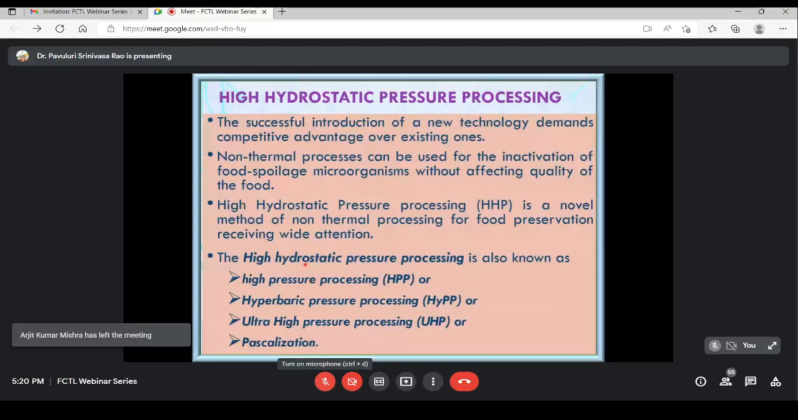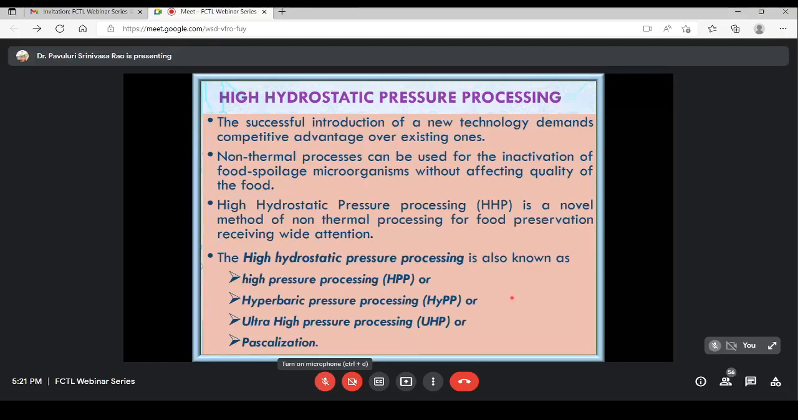When you think of any new technology development to meet the existing issues, it must be competitive in terms of having an advantage over the existing ones. Even non-thermal processes can be used for the inactivation of food spoilage microorganisms without affecting the quality of food. Here high pressure processing, or high hydrostatic pressure processing, plays a major role, and this is a novel method of non-thermal processing for the preservation of food materials, particularly the perishables. So it is receiving wide attention all over the world.